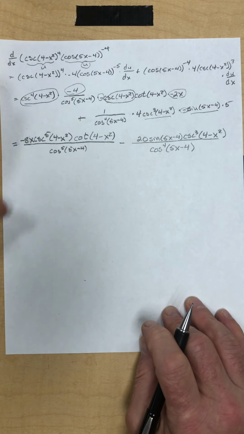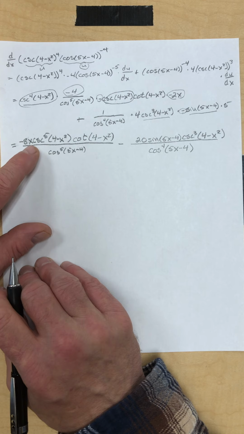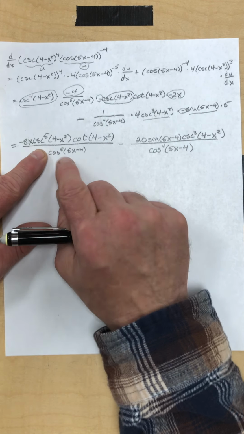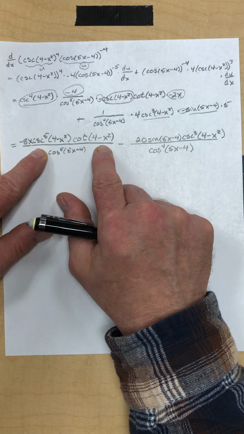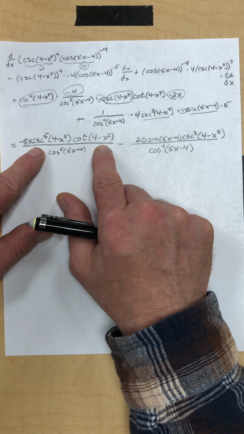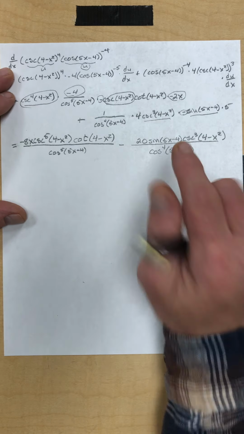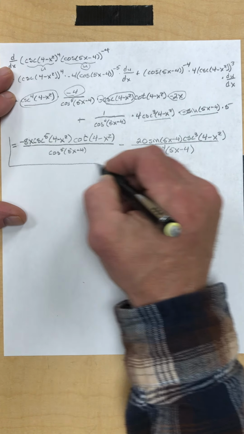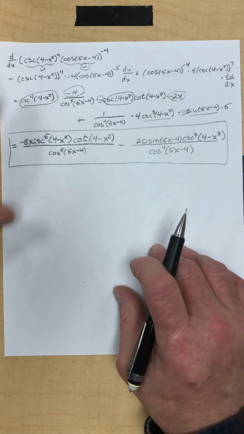Then we take a look at that. Over here I have cosecant of 4 minus x squared, and I have cotangent of 4 minus x squared, so I might be able to do something with that. Let me see. Cosecant is 1 over sine, cotangent is cosine over sine, can't do anything there. There's nothing I can do here, so this is certainly one form of the answer, no doubt about it.